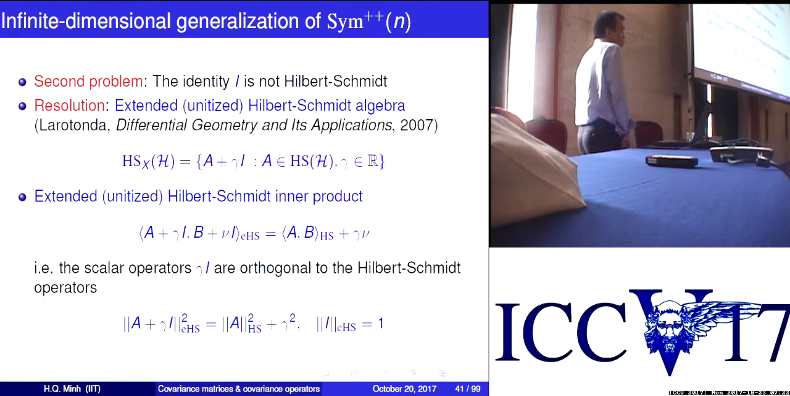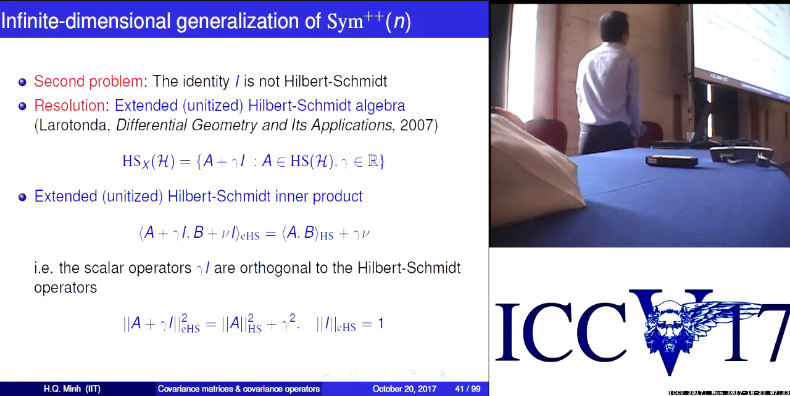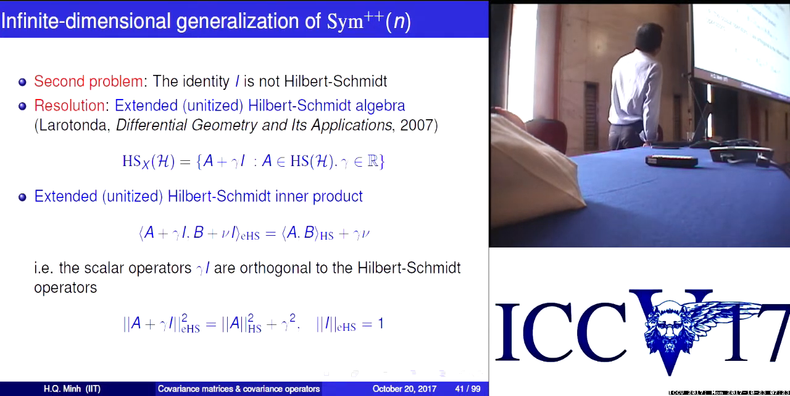So this was the solution, the idea proposed by La Rotonda and colleagues. What they consider is something called the extended Hilbert-Schmidt algebra, the set of extended Hilbert-Schmidt operators. It has the form A plus gamma I, where A is Hilbert-Schmidt as before. But now, instead of just the Hilbert-Schmidt inner product, they consider the extended Hilbert-Schmidt inner product. The inner product of A plus gamma I with B plus nu I, which I write as EHS for extended Hilbert-Schmidt, is just the Hilbert-Schmidt inner product of A and B plus gamma nu. This is a form of what they call compactification in mathematics.